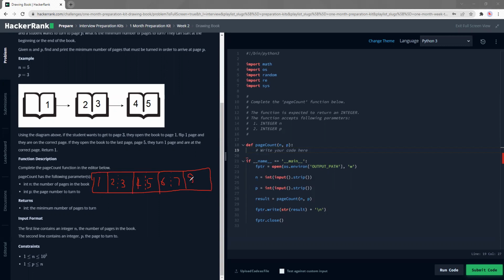I'll just put 8. Okay, let's assume right now there's only 8 pages and I want to get to 3. If I want to get to 3, I can either go from here, one flip and I get here, or I can do 1 flip, 2 flip, 3 flip. And if I had 9, I would also have to do 3 flips.